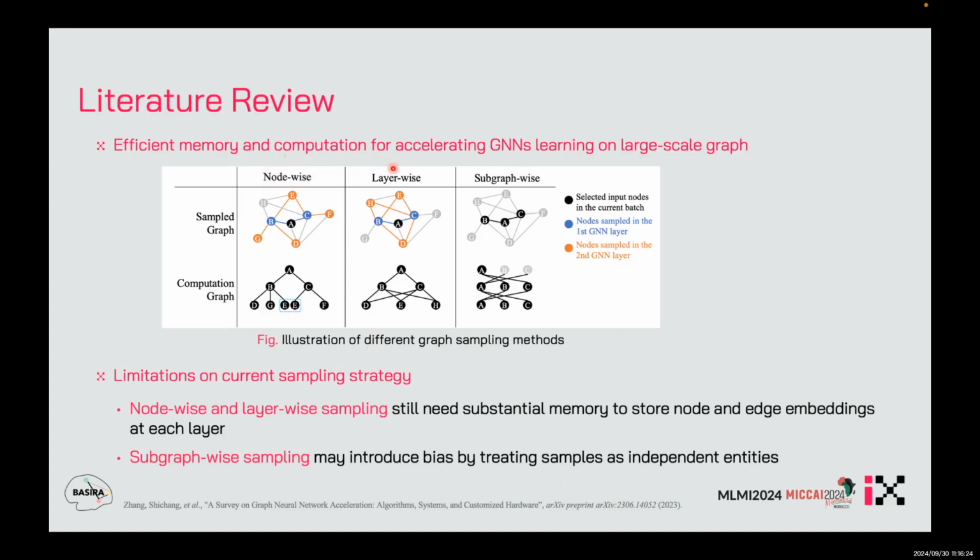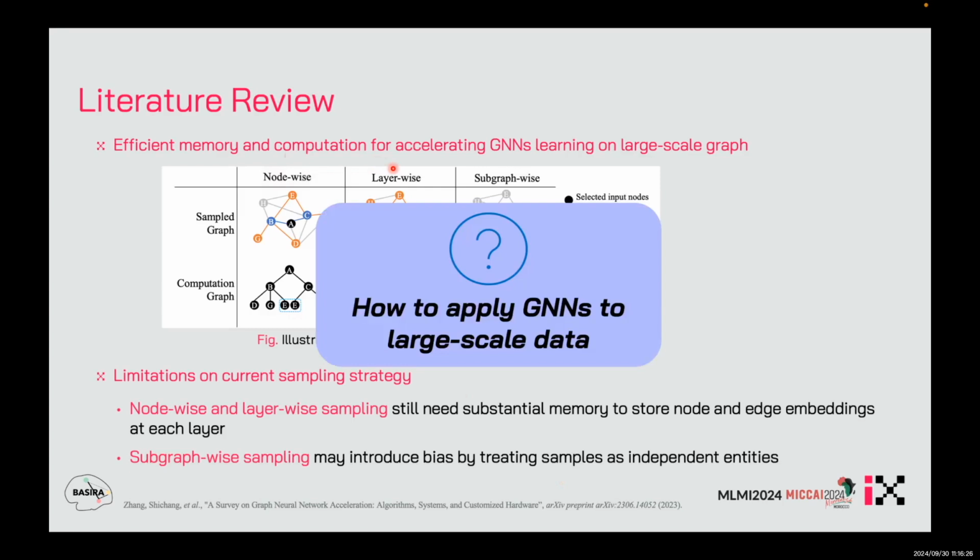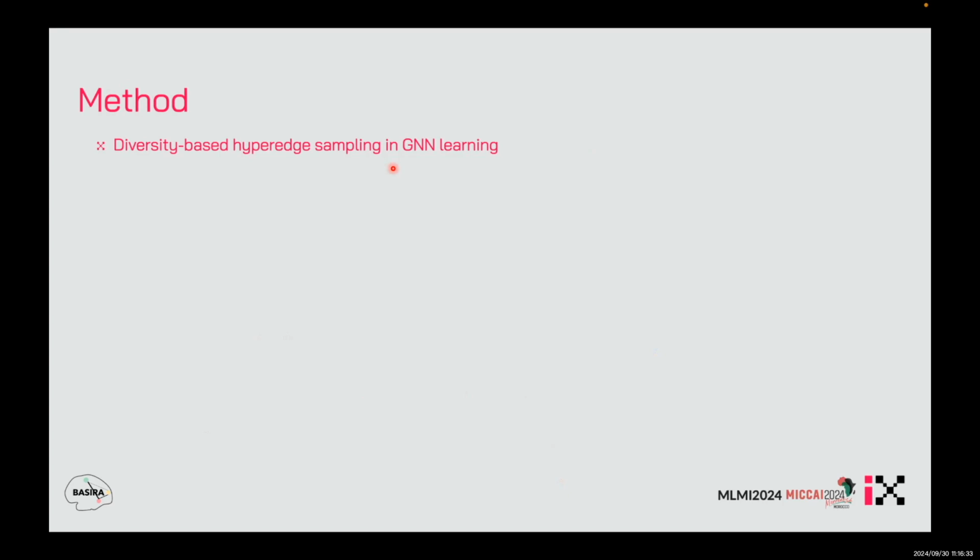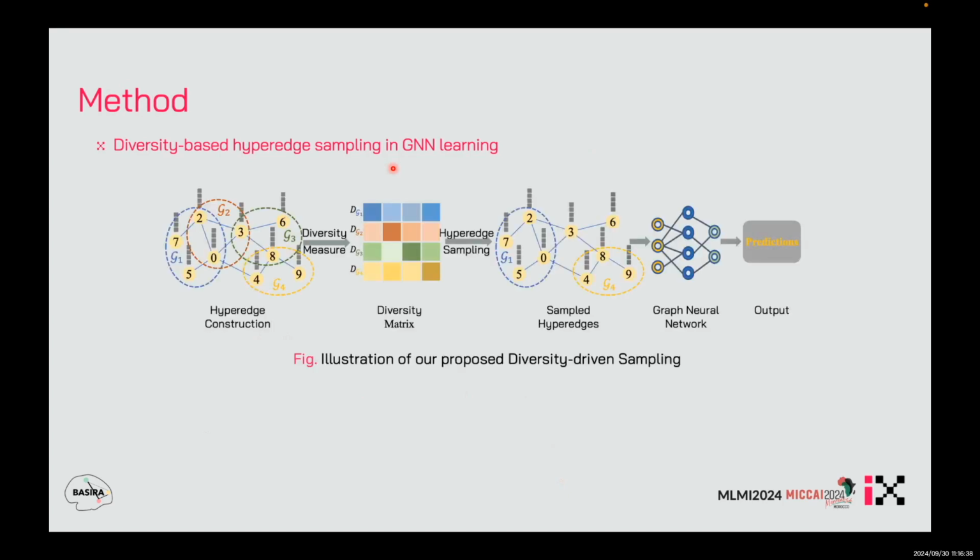So here comes the question: how can we apply GNNs to large-scale data? Our solution is diversity-based Hyperedge sampling in graph learning. Here's the main framework of our proposed method.